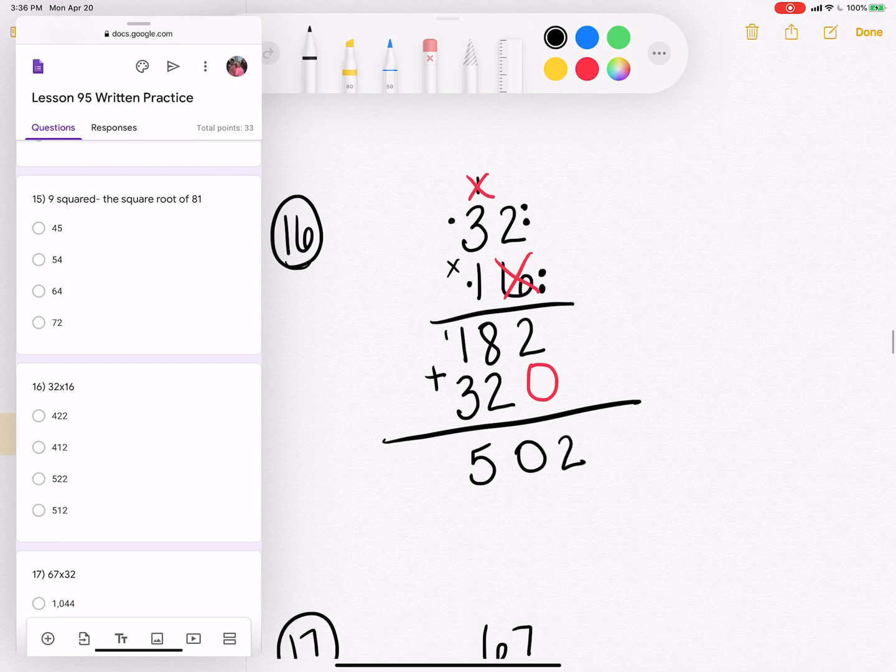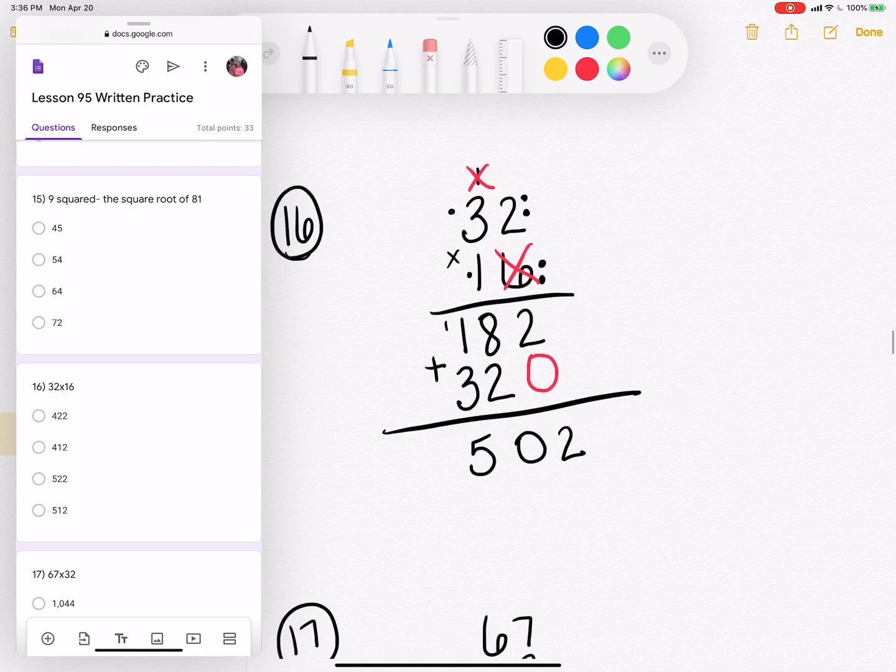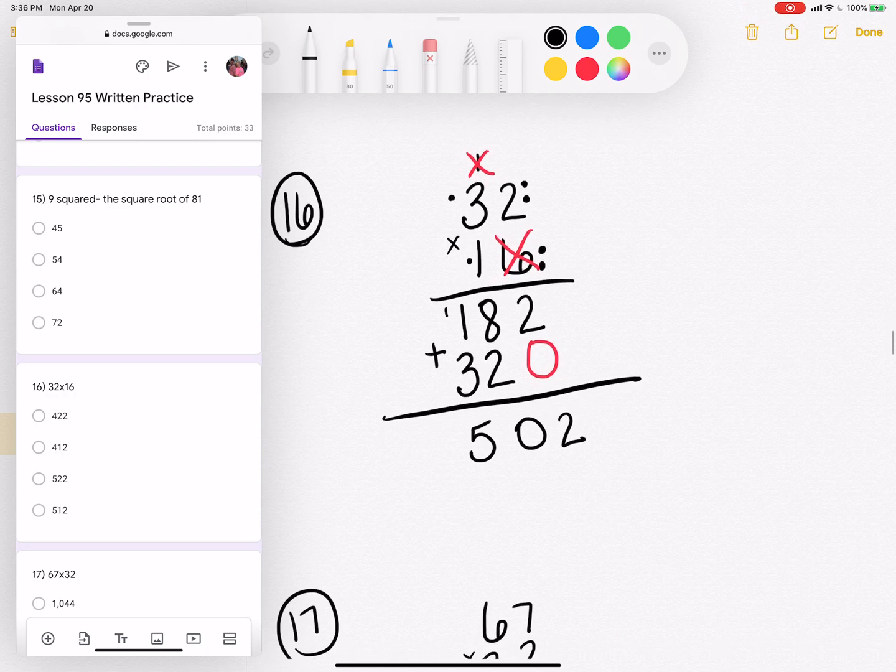502 on number 16. What did I do wrong? Yep, it was me. I made a mistake. 6 times 3 is 18 plus 1 is 19, right? There's my mistake. I did not add what I carried. How embarrassing. So now it's 512.